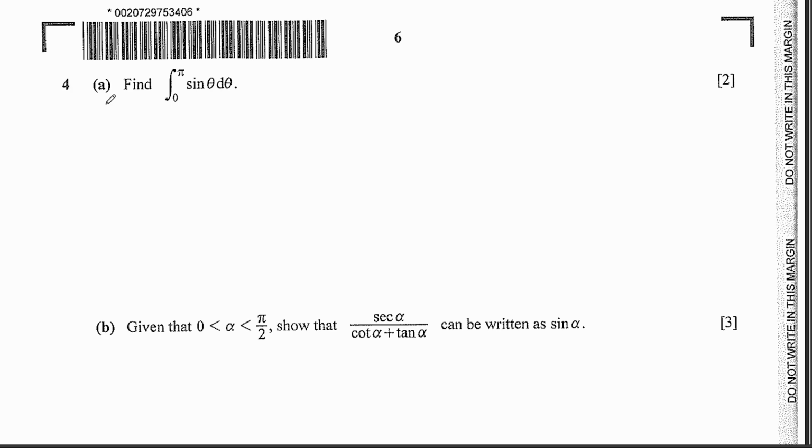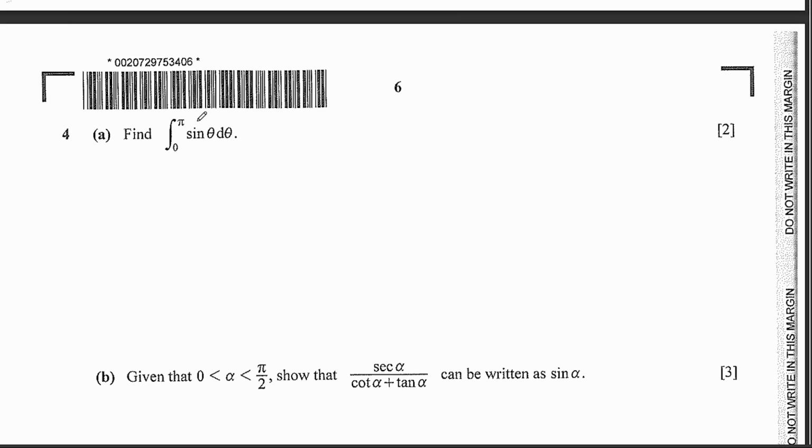Question 4. Find the integral from 0 to pi of sine theta d theta. Right, first of all, let me just copy the integral. We know that the integral of sine theta gives a negative cosine theta. And we need to substitute the limits of the integration into this. So we'll get a negative cosine pi minus a negative cosine 0.